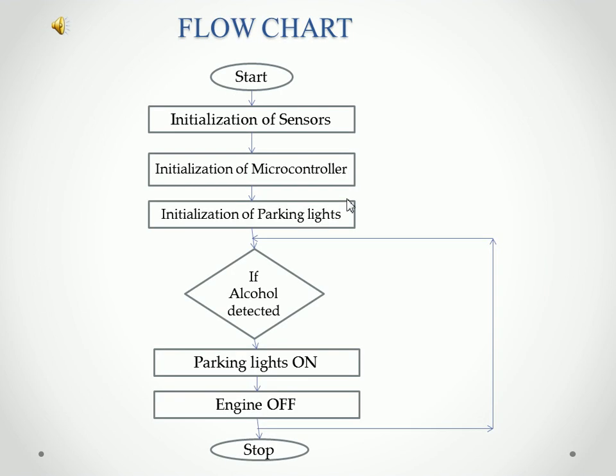Coming to the flow. When the driver starts the vehicle, in the initial stages, the sensors, microcontroller and the parking lights will be initialized. If alcohol is detected, then the parking lights will be on and the engine will be off. The driver is given 2 minutes to park the vehicle, and the parking lights will be on because the other road users will be alarmed that so and so person is drunk.